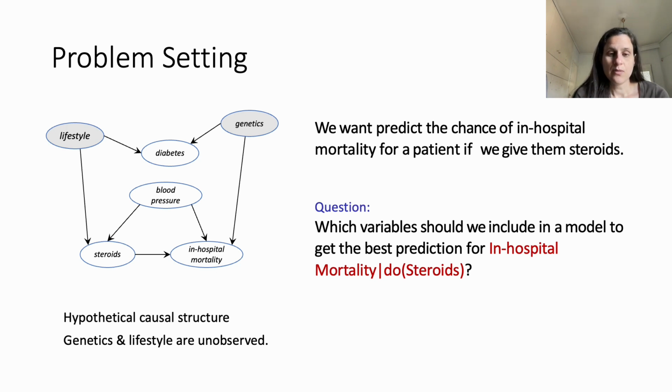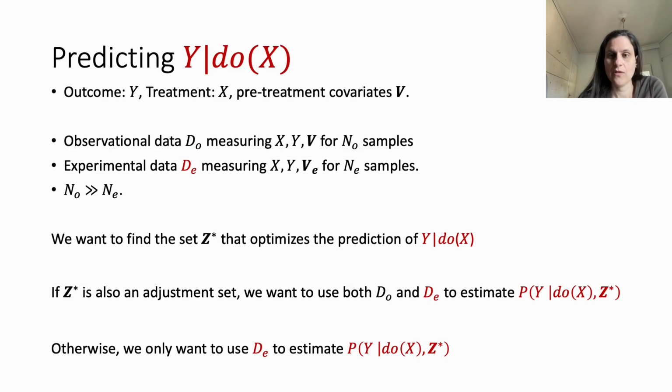The way we phrase the problem is as a feature selection problem. So we want to know which variables we should include in a model to get the best prediction of in-hospital mortality given do of steroids. So essentially we want to compute a post-interventional probability distribution. And the reason why this is not straightforward is that sometimes post-interventional probability distributions are not identifiable from observational data.